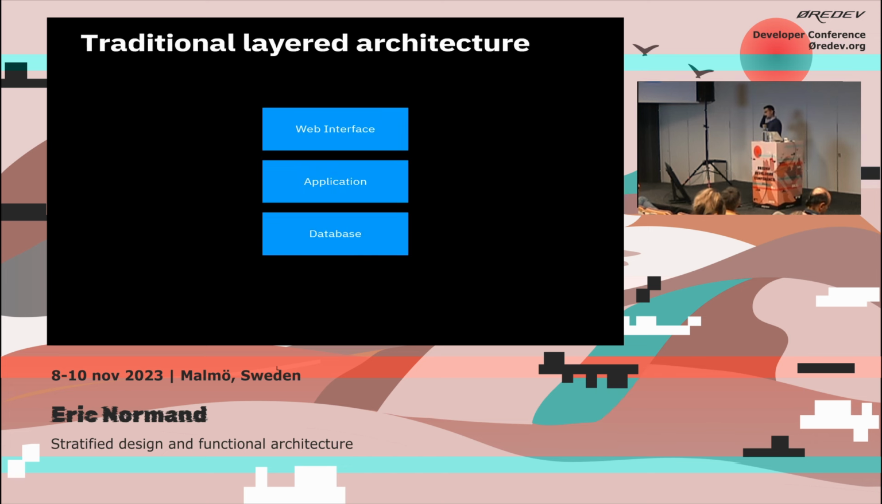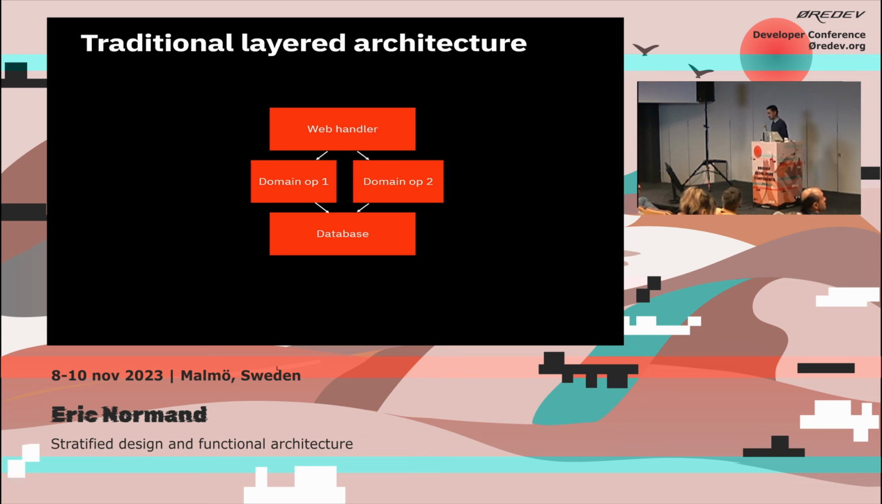So when I talk about layers and I talk about architecture, I have to show the traditional layered architecture to show how it's different. Who's familiar with this kind of model where you have a web interface, then your application logic, and then database at the bottom? Show of hands? Yeah, yeah. Okay, good. This is very, very commonly drawn.